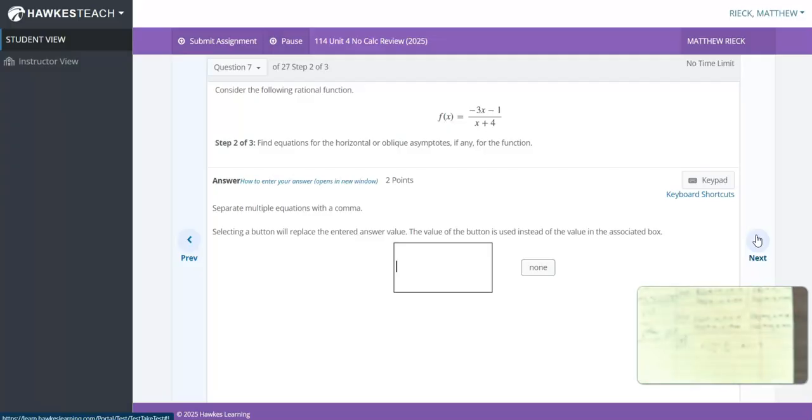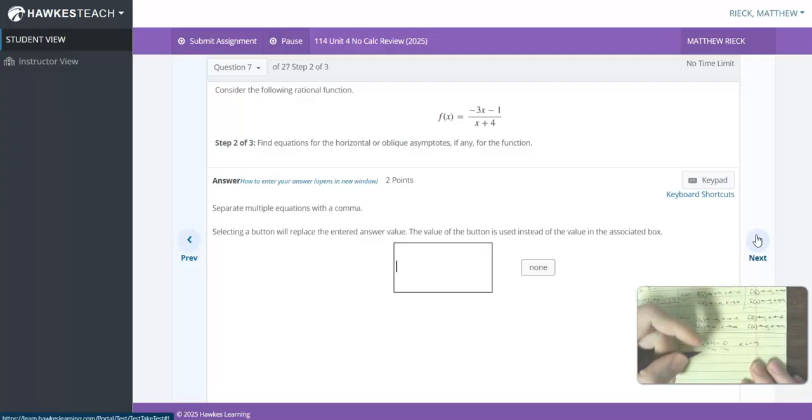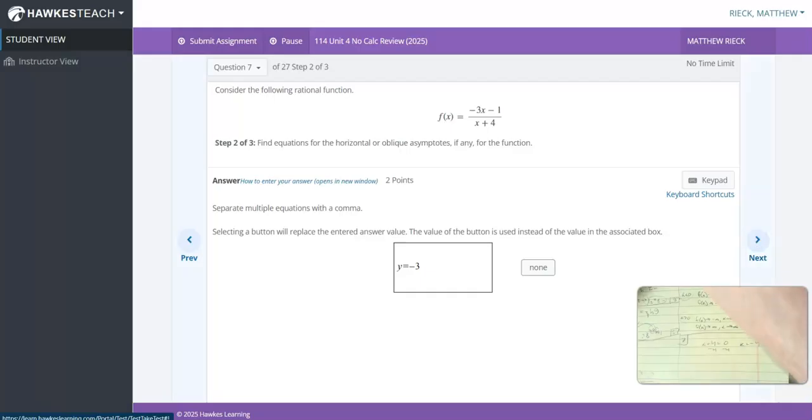All right, so then for the horizontal asymptotes, again, you're going to look at the degree of the top as it compares to the degree of your denominator. In this case, they have the same degree. So your horizontal asymptote is just going to be y equals the ratio of their leading coefficients, so negative 3 over 1, or simply negative 3.